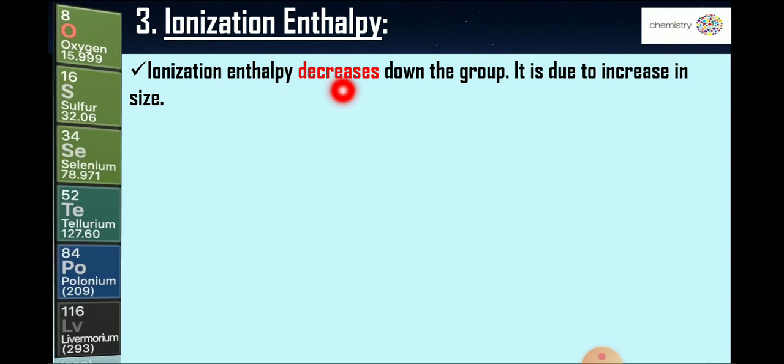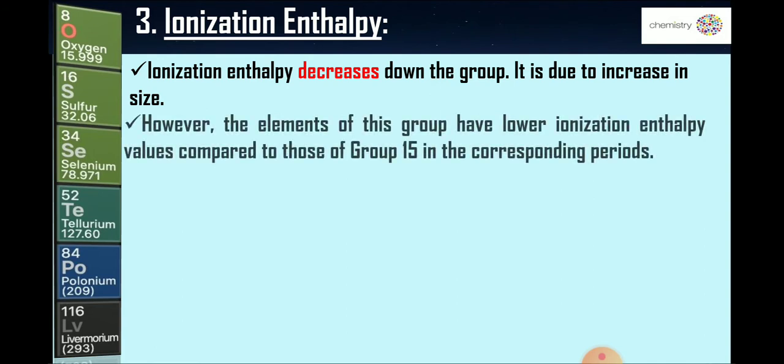You know what the general trend is? Ionization enthalpy decreases down the group. The reason is very simple, because down the group there's an increase in atomic radius. There's an increase in size of the element. As the atomic radius increases, size increases, the removal of the outermost electron becomes more and more easier. Therefore, they require less and less energy when you go down. Hence, ionization enthalpy decreases down the group. But you know how it varies along the period? Along the period, it increases. This concept we studied in the previous year. Along the period increases, down the group decreases.